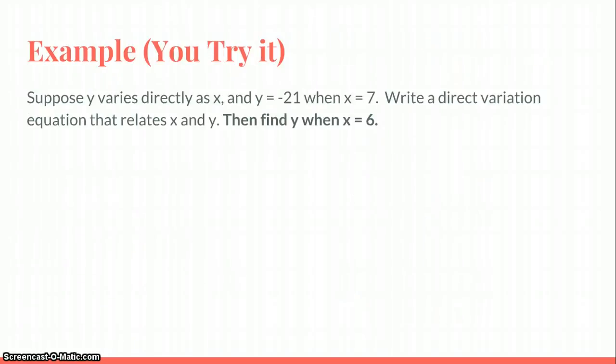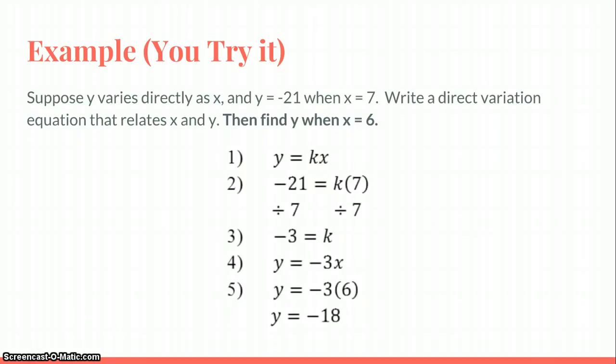Let's try an example. Suppose y varies directly as x and y equals -21 when x equals 7. Write a direct variation equation that relates x and y, then find y when x equals 6. Okay, same exact thing we just did, just change the numbers around. Take a moment, see if you can figure this out. Okay, I'm going to show you my work and we can compare notes.